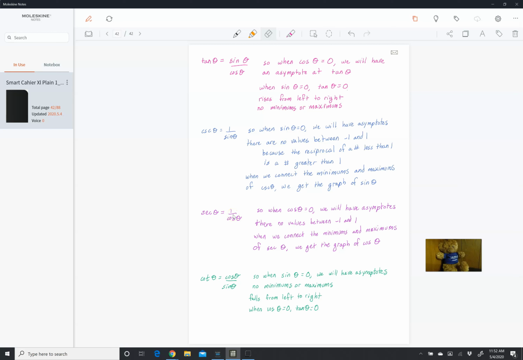Now, sine and cosine, they don't have asymptotes. They're the only graphs that we've looked at so far that don't have asymptotes. So now we just need to be able to distinguish between sine and cosine. Okay. Well, again, you can look at the value at 0. The sine of 0 is 0. The cosine of 0 is 1. And that's how you can distinguish between them.